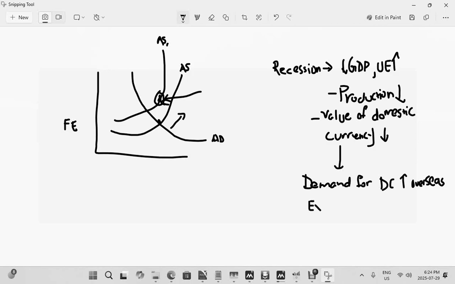So exports go up for the home country, for the home soil. And apart from that, we also know that the foreign exchange rate goes up. The foreign currency goes up in value with reference to the dollar. With reference to a dollar, the foreign currency is much stronger.